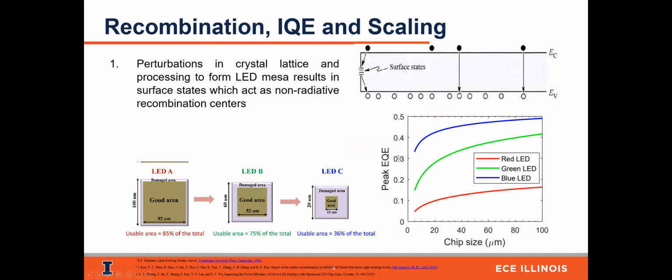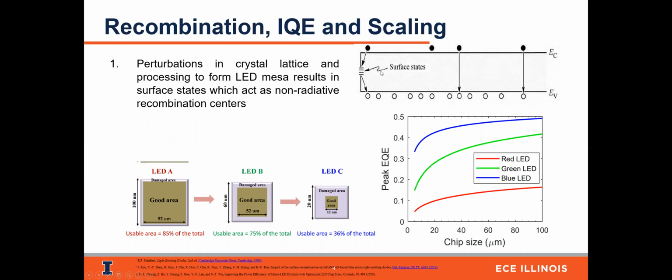So in order to simulate a micro LED, we need to consider surface recombination. Because micro LED has a size of several micrometers, like less than 100 micrometers, the surface area, the damaged area, compared to the entire surface increases. That will deteriorate the IQE, the internal quantum efficiency of micro LED. The smaller the size, the worse the efficiency.